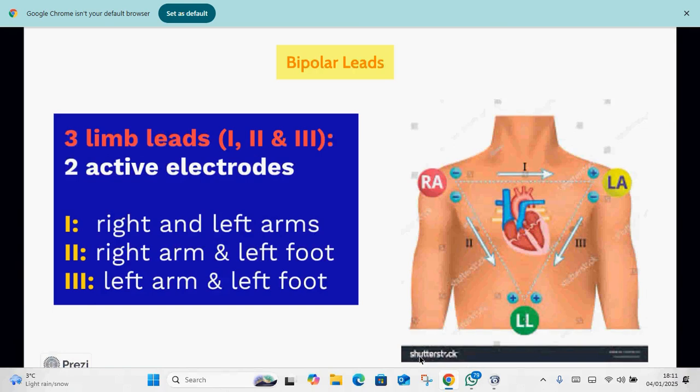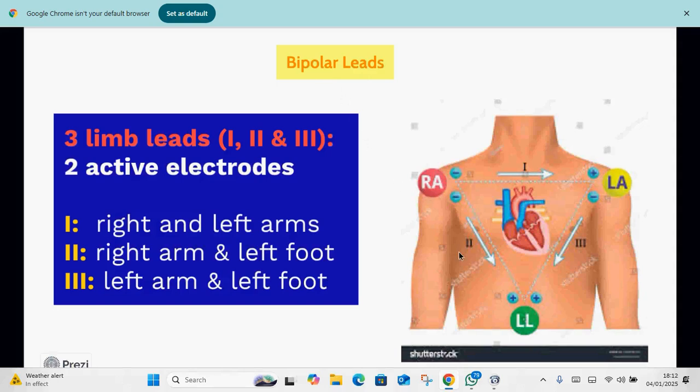So there are 3 bipolar leads because we have already had 9 unipolar leads. The 3 bipolar leads are all measured between the limb electrodes. They have nothing to do with the chest leads. Okay, lead 1: we said bipolar leads have 2 active and 1 inactive electrode. When you measure between the right arm and left arm, with the inactive electrode, this is called lead 1 bipolar.